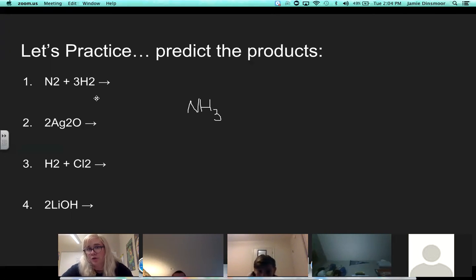I like to start with hydrogens personally. I look over here, or you could do nitrogens even, it doesn't really matter. But over here I see I have 6 hydrogens, and I only have 3 here. So my first instinct is to add a 2 in front of my NH3, which conveniently works because then I have 2 nitrogens, 6 hydrogens, 6 hydrogens. So this would be the final answer for this equation: N2 plus 3H2 will yield 2 NH3.